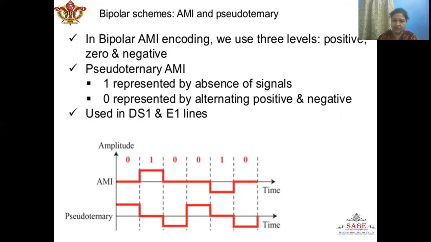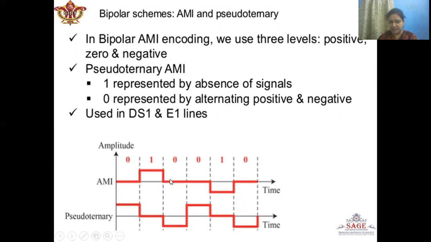Whereas in Cedaw Ternary AMI, we also use three voltage levels: positive, zero and negative, but alternate positive and negative is used in case of zero, and one is represented by the zero voltage level. And this type of encoding method is used in DS1 and E1 lines. Here we can see the comparison of AMI and Cedaw Ternary.